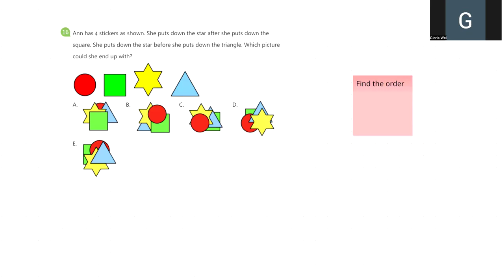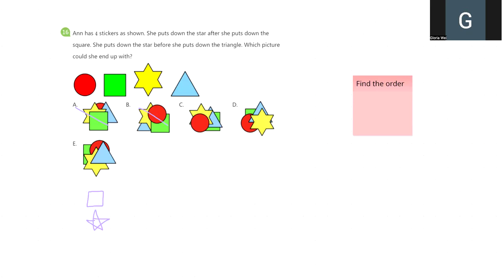Let's see. First, she put down the star after she put down the square, which means the star must be on top of the square, right? So we draw a star here and a square. The star must be on top of the square. Which options can we rule out first? A. Also, B.